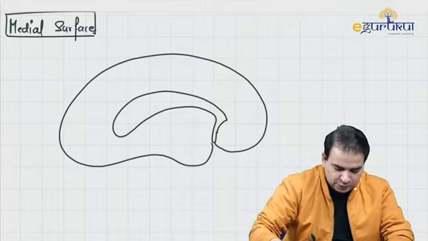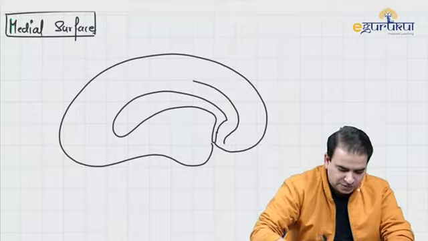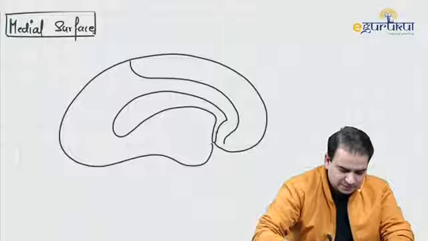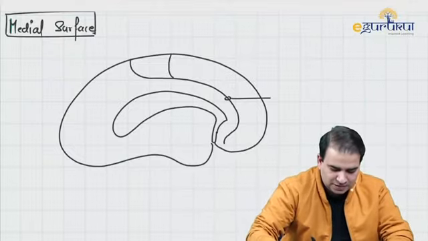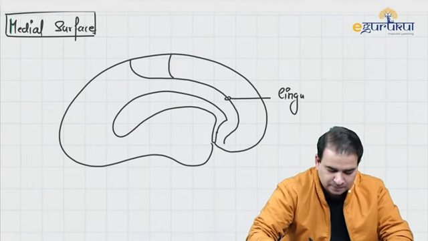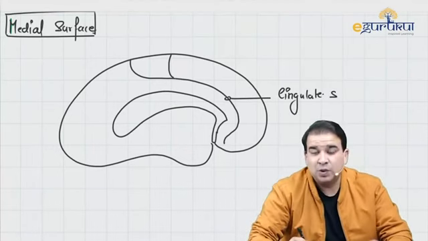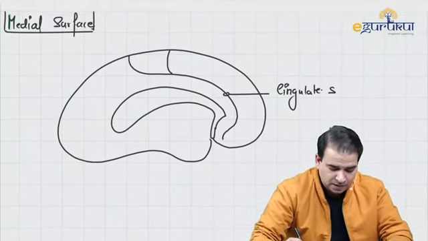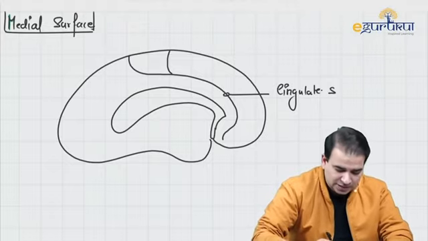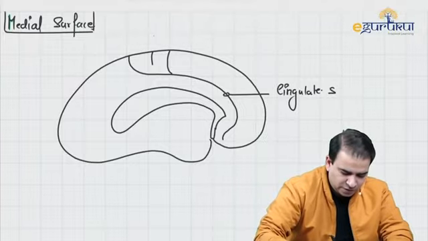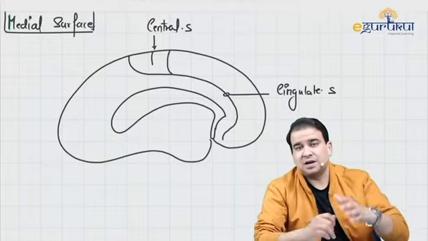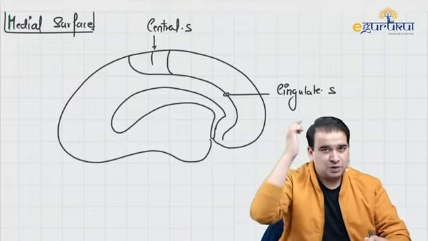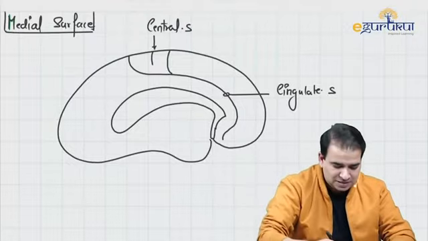Now you'll see a sulcus running parallel and above the corpus callosum, and you will see that sulcus turning upward like this. This important sulcus is called the cingulate sulcus. Between these two limbs of the cingulate sulcus, you will see a slight projection of the central sulcus. The central sulcus is present on the superior lateral surface of the brain, but you will see a small projection of it on the medial surface.